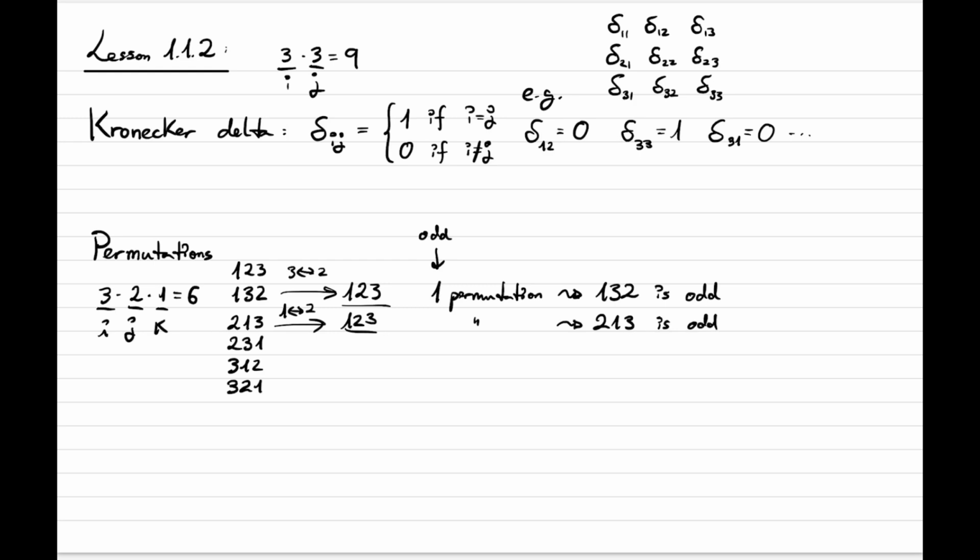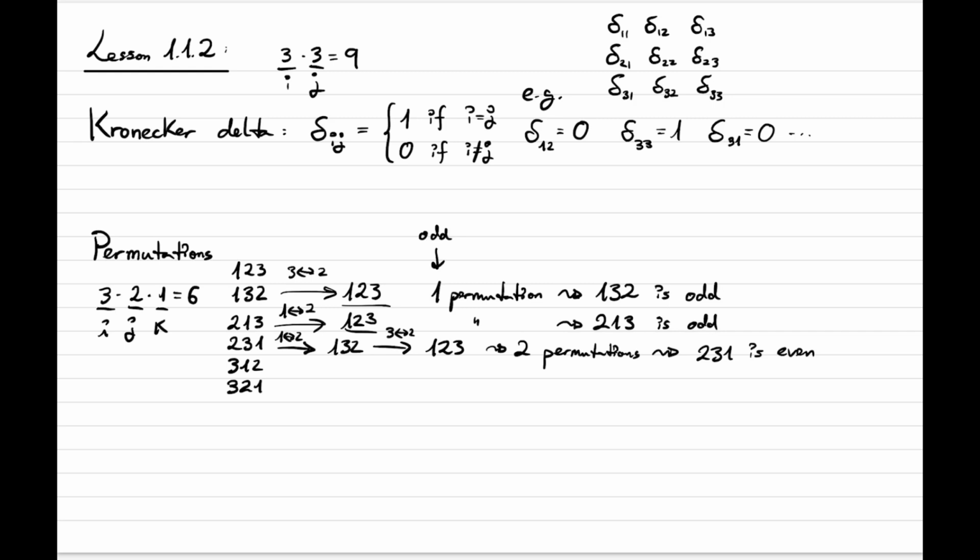Now let's see this one. Here we can exchange the 1 with the 2, and we will have 1, 3, 2. Now we can exchange the 3 with the 2, and we have 1, 2, 3. So this time we have made 2 permutations, and 2 is an even number. So we are going to say that the sequence 2, 3, 1 is an even permutation, and so on with the other sequences.